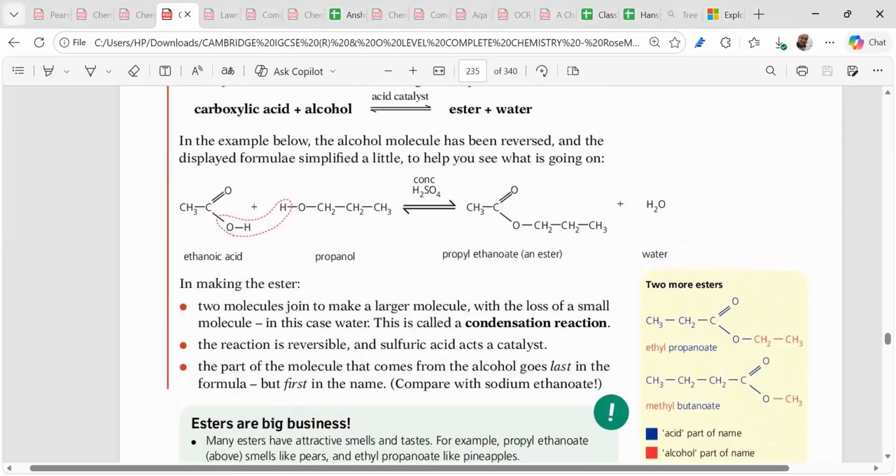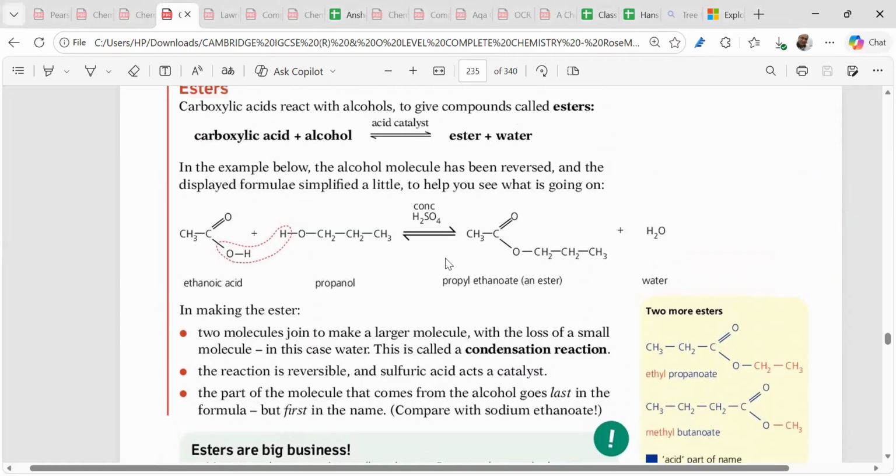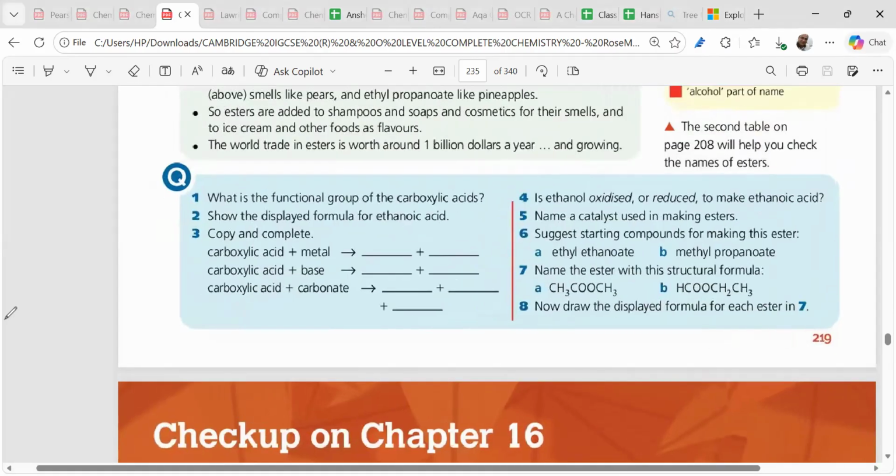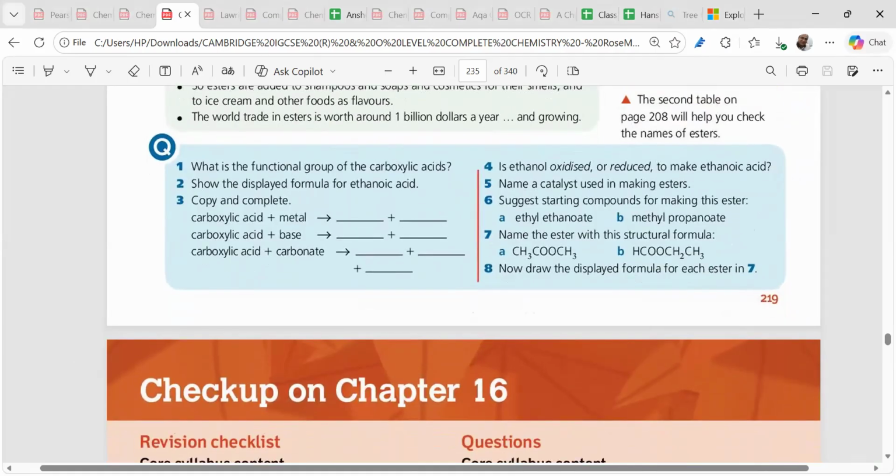So we know that in this reaction, what catalyst do we use? We use an acid catalyst, right? This is a catalyst. Underline this. Sulfuric acid is a catalyst, used in making esters. Catalysts are those which speed up the rate of reaction but do not get used up in the reaction, right? Clear to you? Now, can you do these questions quickly?